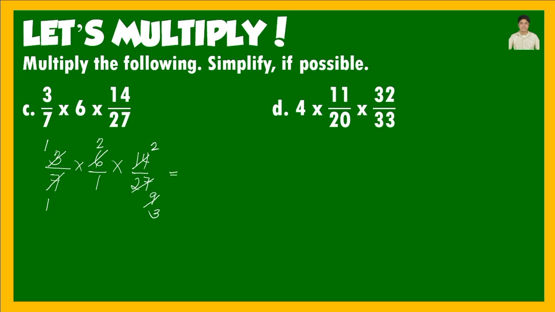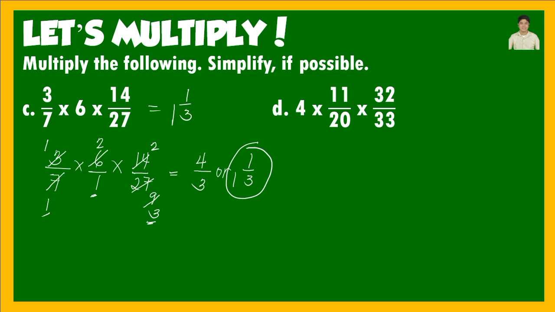So, multiply natin yung mga natira. 1 times 2 times 2, we have 4. And then, yung sa baba, 1 times 1 times 3, we have 3. So, yung sagot natin, 4/3, simplify natin yan as 1 and 1/3. So, this will be our final answer.